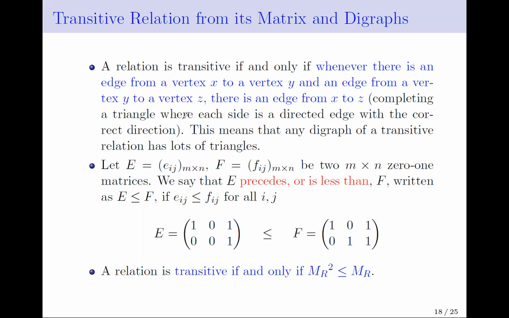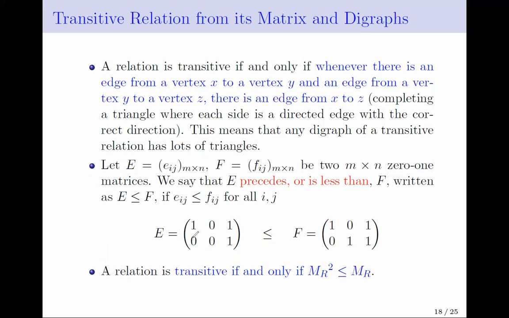Here we have to define two new types of matrix. Let E be an m by n matrix with entries Eij and F an m by n matrix with entries Fij, two m by n 0-1 matrices. We say that E precedes F, written E less than or equal to F, if Eij is less than or equal to Fij for all i and j. For all elements in the matrices, we can compare the elements.